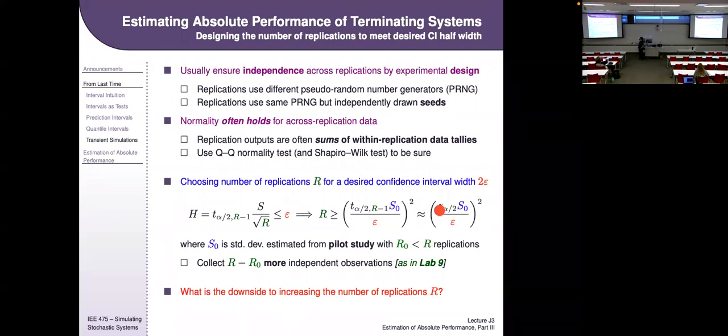You just look up the critical z value for the desired significance level, alpha, multiply that by your pilot standard deviation, divide that by the effect size that they want, square it, and then that is going to give you an estimate on the number of replications you need. Now you've already run R naught independent replications, so you can then collect R minus R naught more replications, add them into your pool, and then hopefully you'll have a confidence interval that is less than this epsilon. It doesn't work all the time, but it's going to be pretty close.